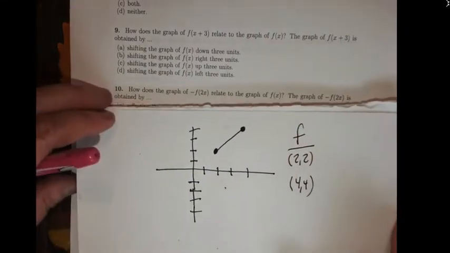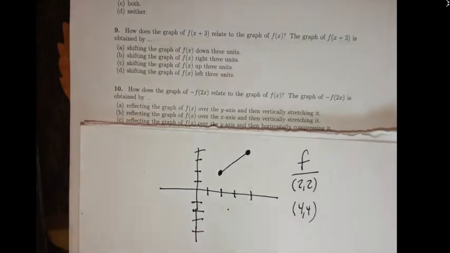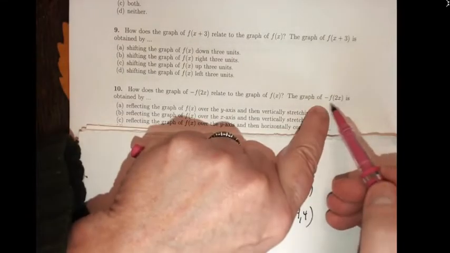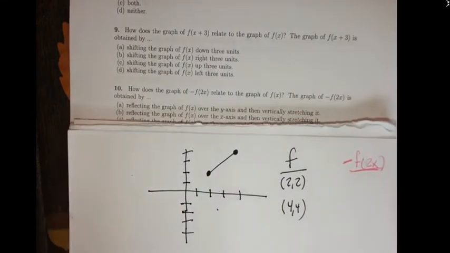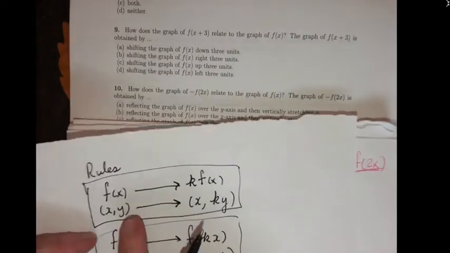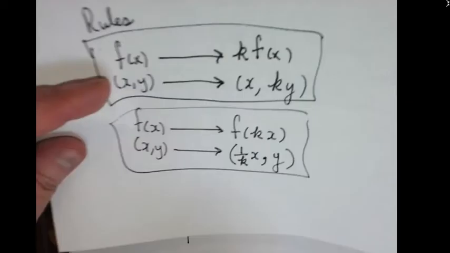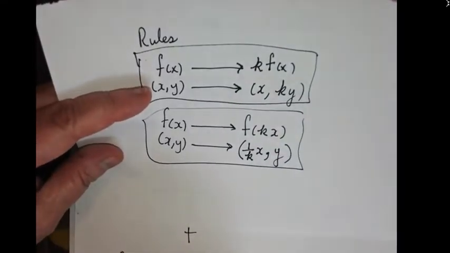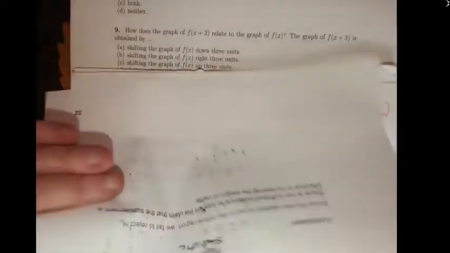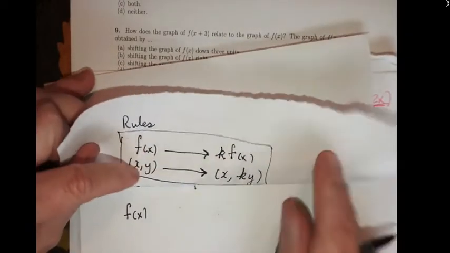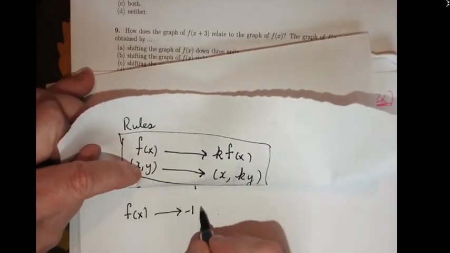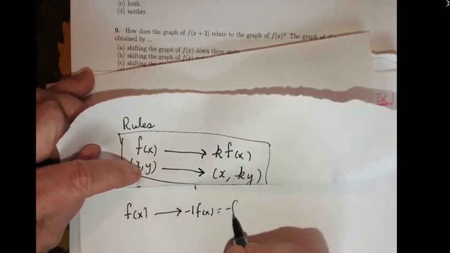Now I want to get the graph of negative f evaluated at 2x. So what are the points on that graph going to be? Well, how do I form it? I can use these rules. One way I can do this is I can start with f of x, and I can go to multiplying the outside by -1, which is the same thing as minus f of x.